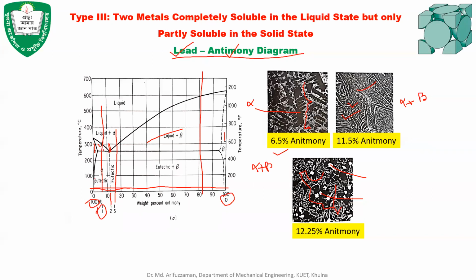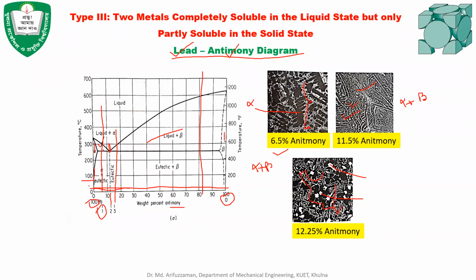Yes, that is the reason. Since the solvus line is intersecting with the 100% solid line in this region, that means below the temperature 50 degrees, there will not be any alpha. Alpha will release the atoms of antimony and become pure lead.